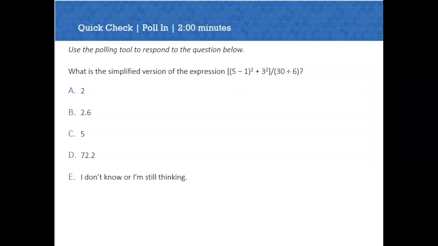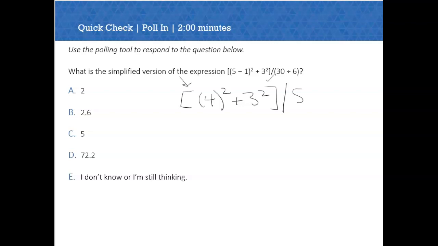So let's take a look and revisit our order of operations. So this looks like our very first step is always parentheses. So we have 5 minus 1. So that's 4 squared plus 3 squared. Divided by, we have parentheses on the bottom, 30 divided by 6, which is 5.